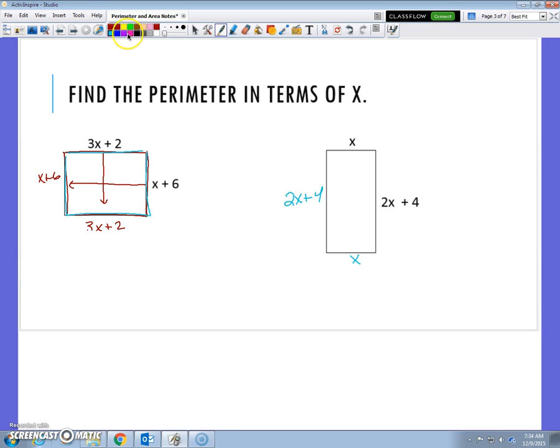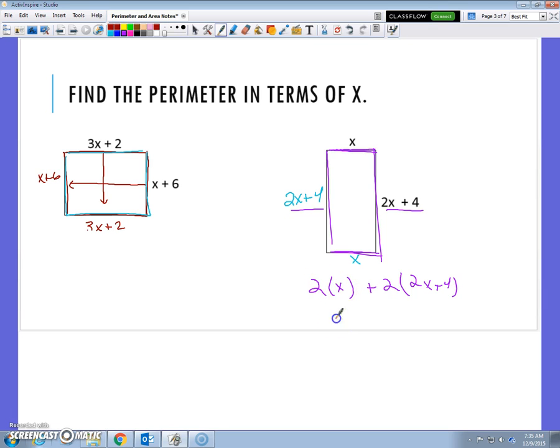But I'm going to change it up a little bit. What I really need is a length of x twice. I need 2 lengths of x, and I need 2 lengths of 2x plus 4. So instead of having that huge long problem, I'm going to change it up a little bit. I need 2 x's, and I need 2 of 2x plus 4. So I'm going to multiply. Instead of having 4 additions, I'm going to have 2 multiplications and put those together.